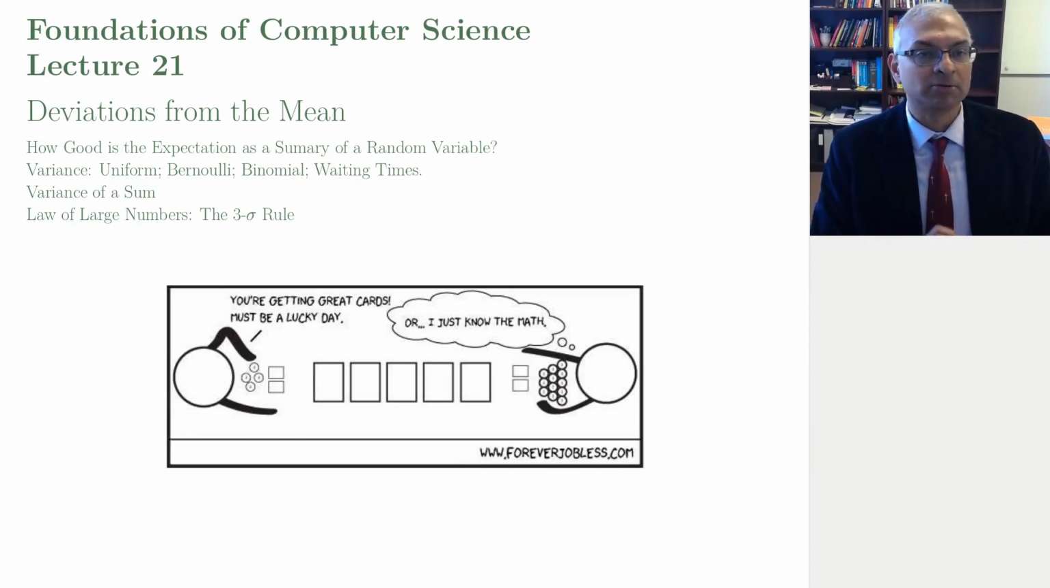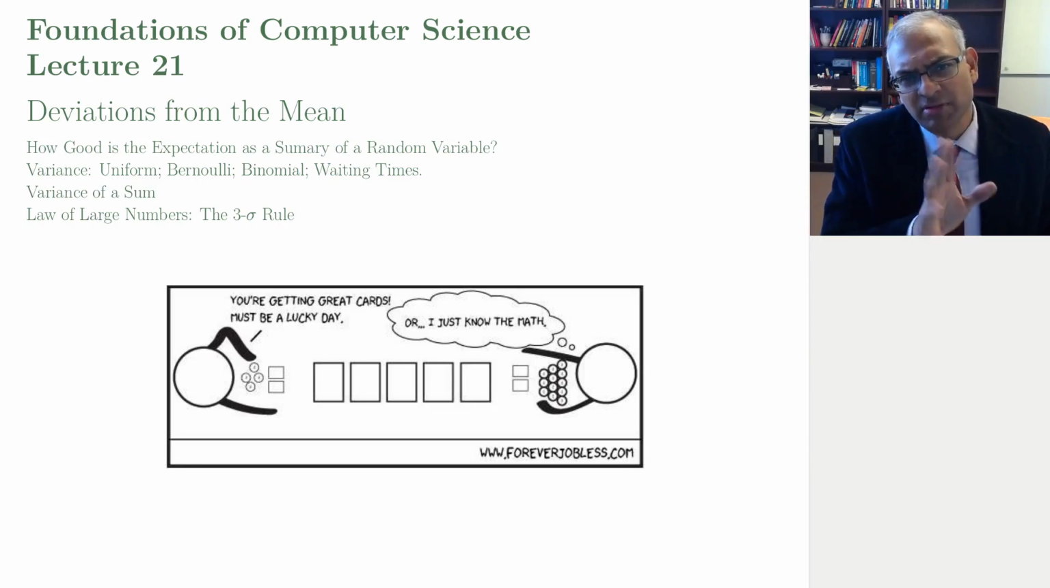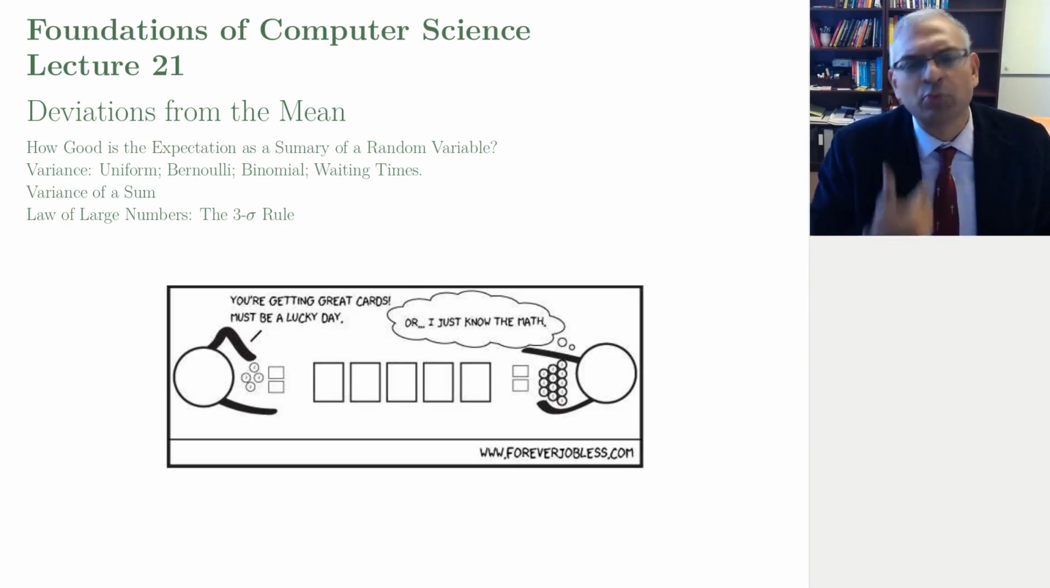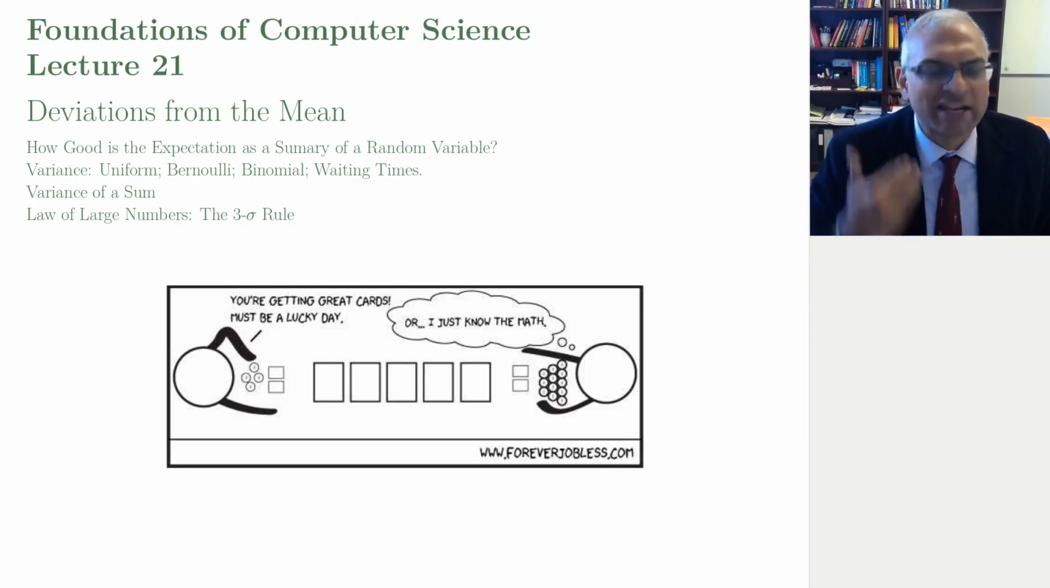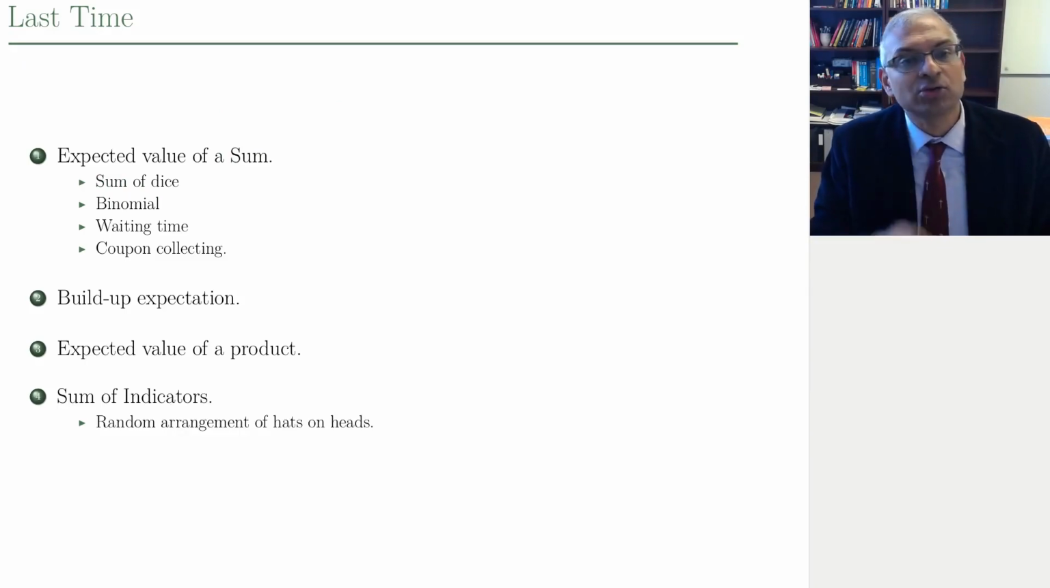We're going to be talking about deviations from the mean, or how good is the mean at summarizing the outcome of an experiment with respect to the quantity, the measurement that we are interested in, which we call the random variable. Now, last time we talked about computing expected values, specifically the expected value of a sum.